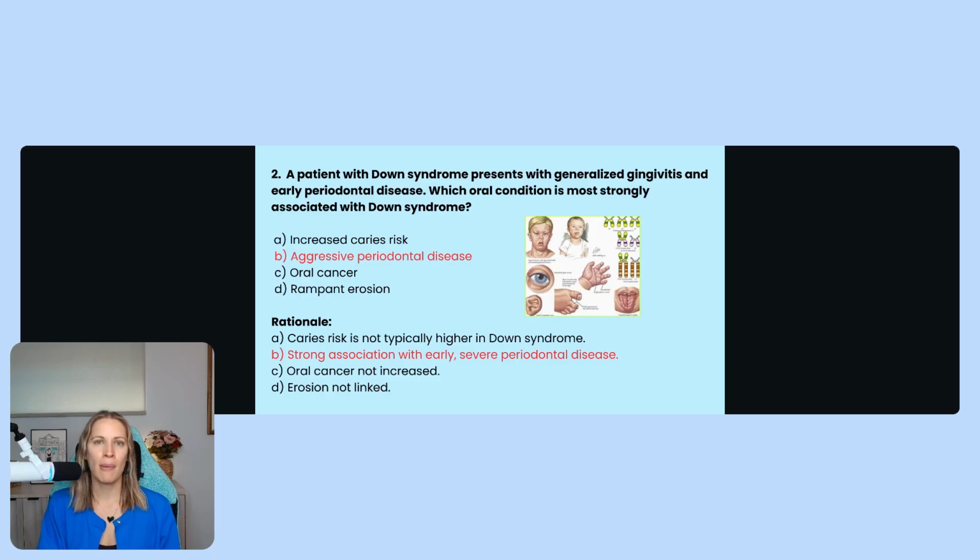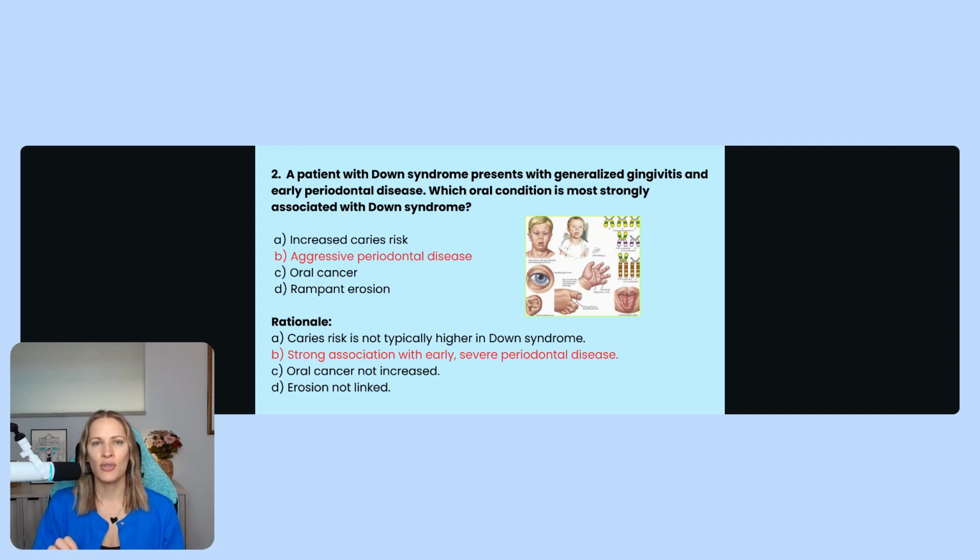And if you're a member of the Dentalelle Board Exam Prep Academy, this would be in your special needs module, where I go through all of the special needs clients and tell you what you need to look out for. Now, oral cancer doesn't make a difference here. And rampant erosion, well, that doesn't matter either, because rampant erosion is more if there's a chemical aspect to it, like too much acidity in one spot, just as an example. But Down syndrome is so much more than that.